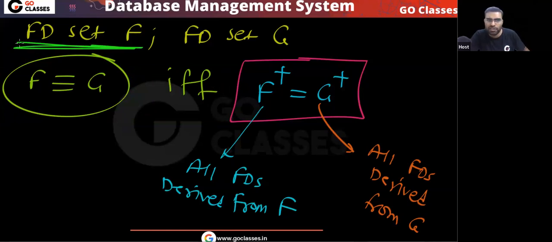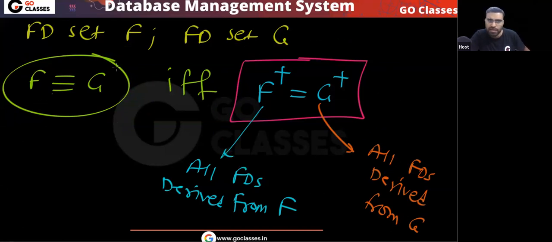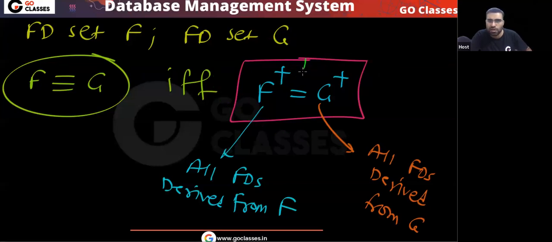Will you use this definition to solve questions? If I give you two FD sets and ask whether they are equivalent, will you use this definition? No, this will take a lot of time. First you find this closure, then you find that closure, then you check whether they are the same. But this definition can come in true or false, or in an MSQ.